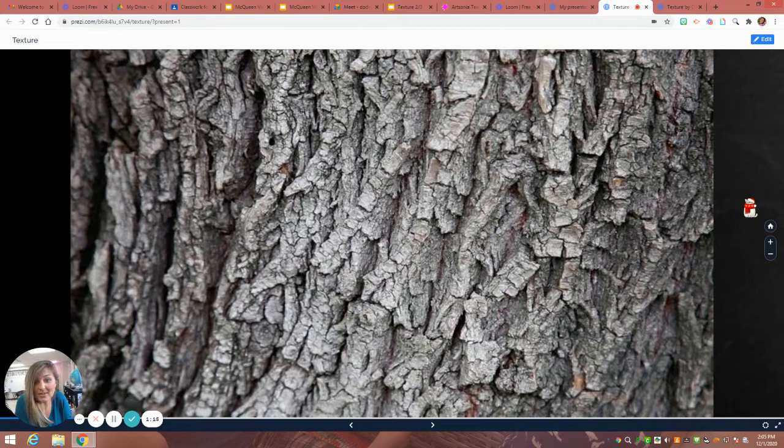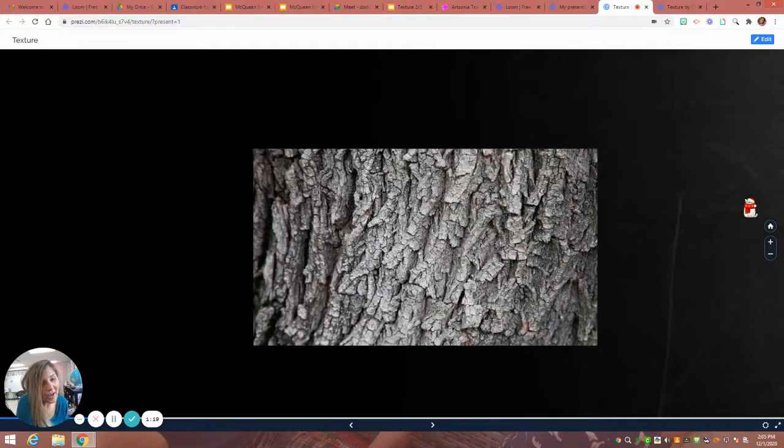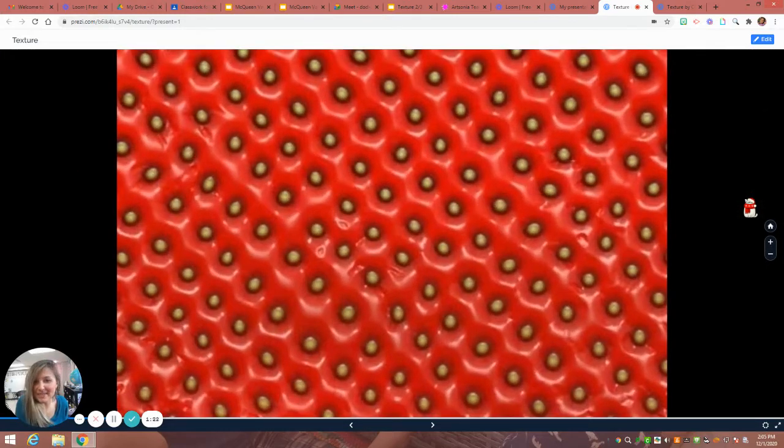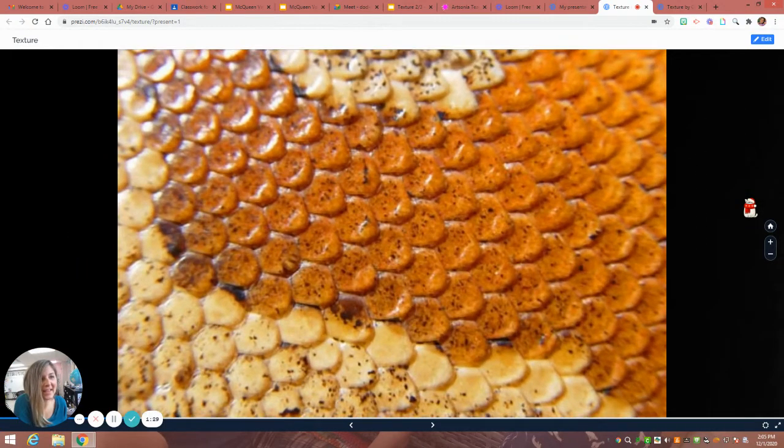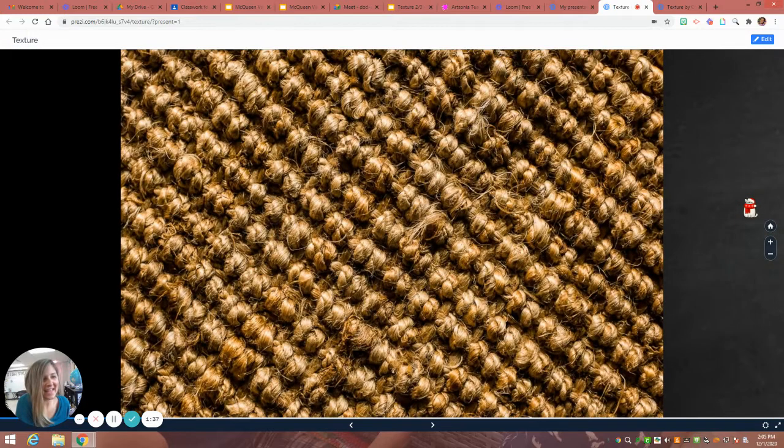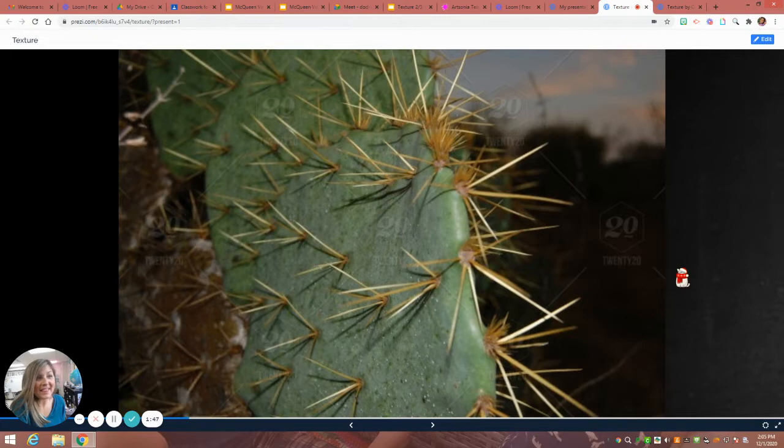So what texture is this? If you guessed a tree, you are correct. And what about this texture? Yeah, this is a strawberry. And this scaly texture? A snake. And this texture looks like a rug or some kind of woven surface. And that is a very spiky texture.